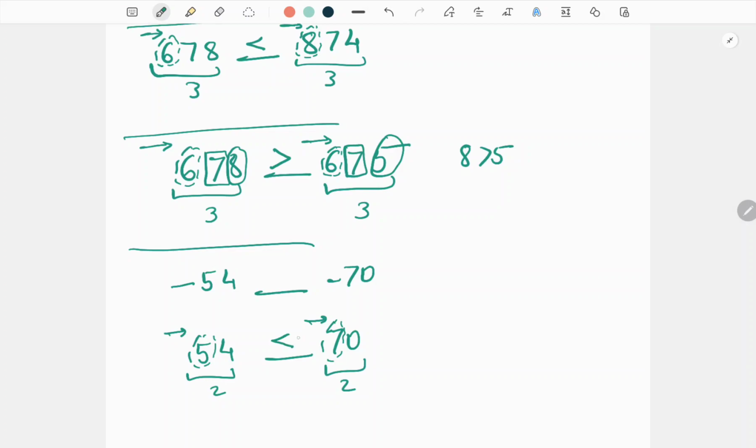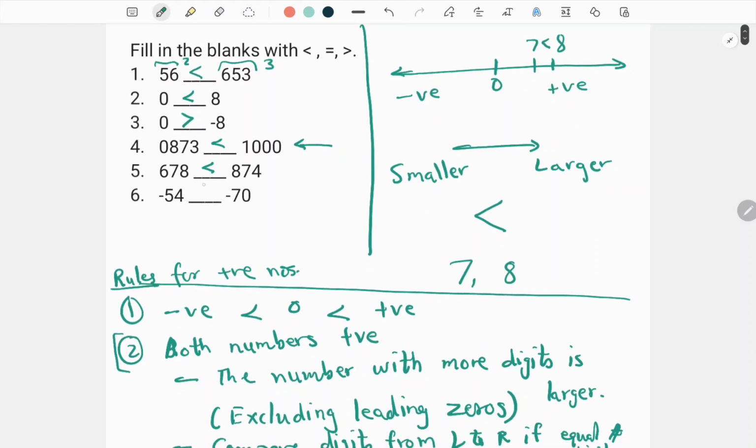So the rule for negative numbers is whatever result you get for the positive numbers, reverse that result. So minus 54 is greater than minus 70. If the positive version of these numbers is holding a certain order, then the negative numbers will hold the opposite order. So that's the rule. So these are the rules that we can use for comparing not just 2 and 3-digit numbers, but even bigger numbers, maybe 10-digit or 20-digit numbers.